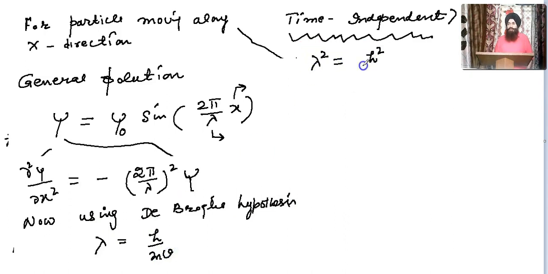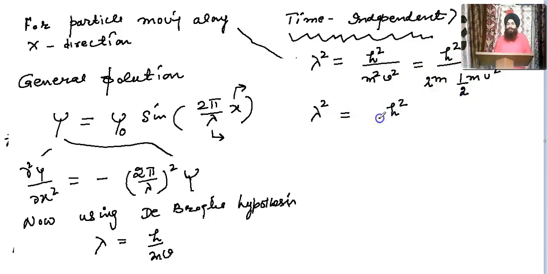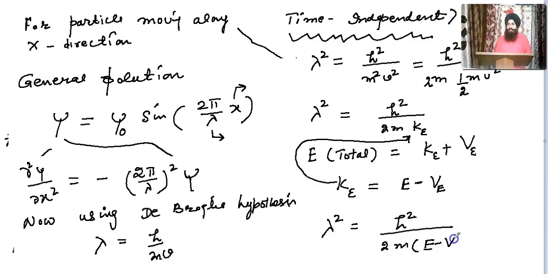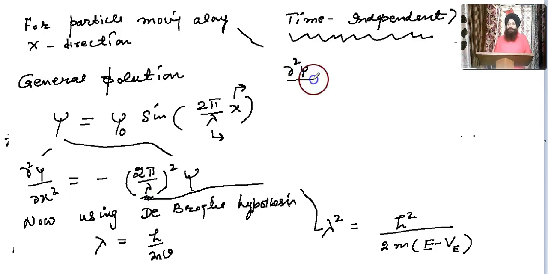Now using the de Broglie hypothesis, λ is equal to h over mv, and λ² is h² over m²v². Half mv² is the kinetic energy, so λ² becomes h² over 2m times kinetic energy. Now total energy is kinetic plus potential, so kinetic becomes total minus potential. Substituting it here, λ² becomes this, and substituting λ² in the wave equation.